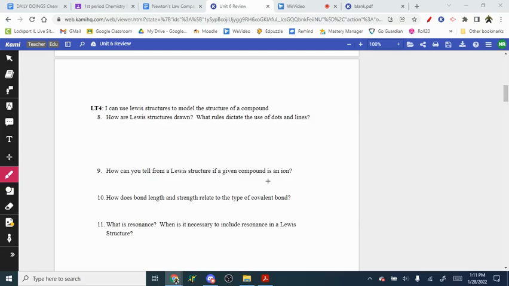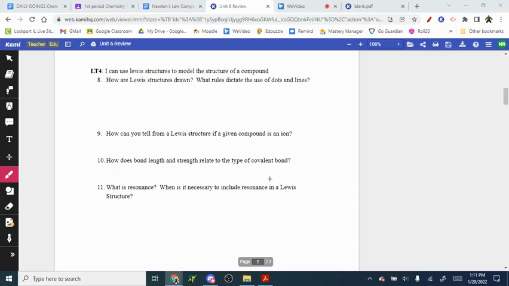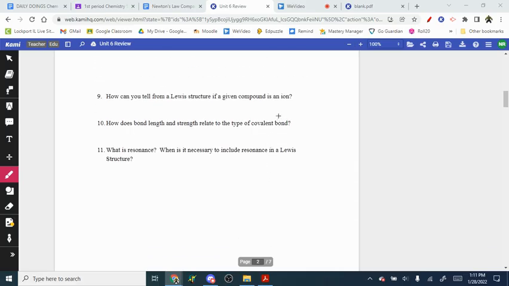How can you tell from a Lewis structure if a given compound is an ion? If it is an ion, it has brackets and the charge around it.